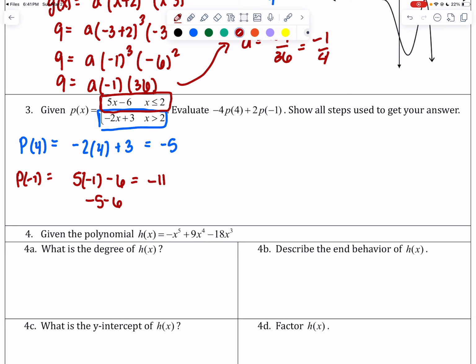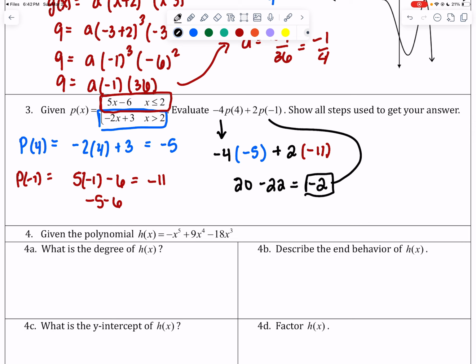Now, I have negative 4. I also know that p of 4 is negative 5. I have 2, and I also know that p of negative 1 is negative 11. So if I were to simplify that down, I'm going to have 20. And then I'm going to have negative 22, which gives me a final answer of negative 2. So this expression right here is evaluated to be negative 2.